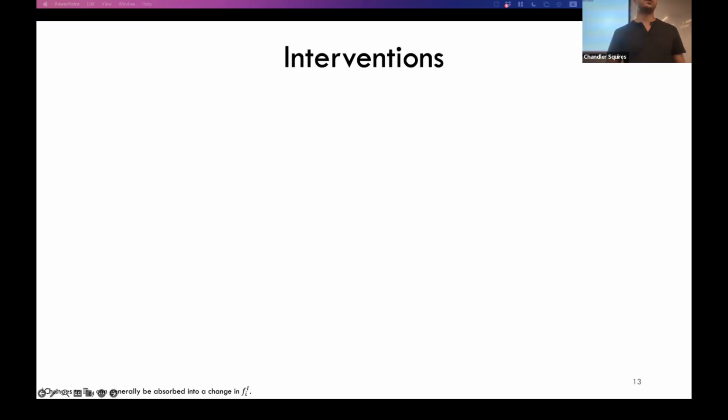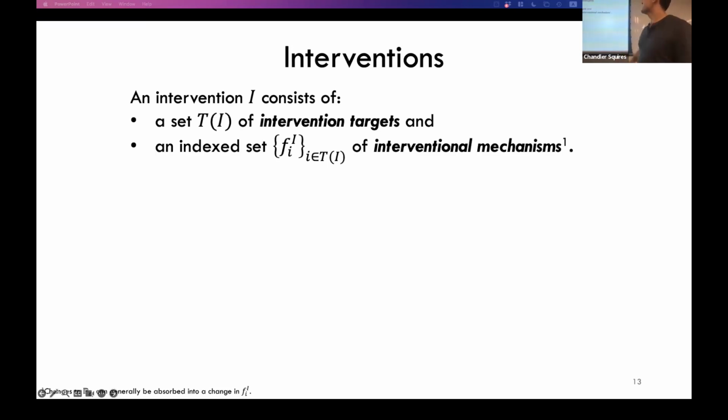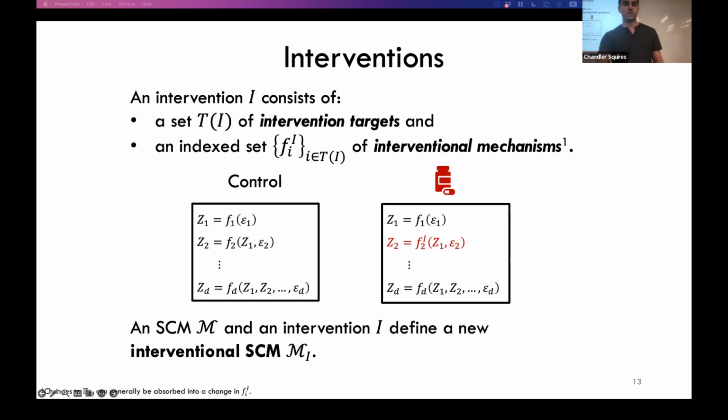So once we have a causal model, we can define what we mean by interventions on a causal model. An intervention is going to consist of a set of intervention targets. These are nodes that the intervention is affecting, as well as a set of interventional mechanisms, one associated to each of the intervention targets. And all an intervention does is take one line of this computer program and replace it by a different line. We can call the new causal model that we get from the intervention M of I.